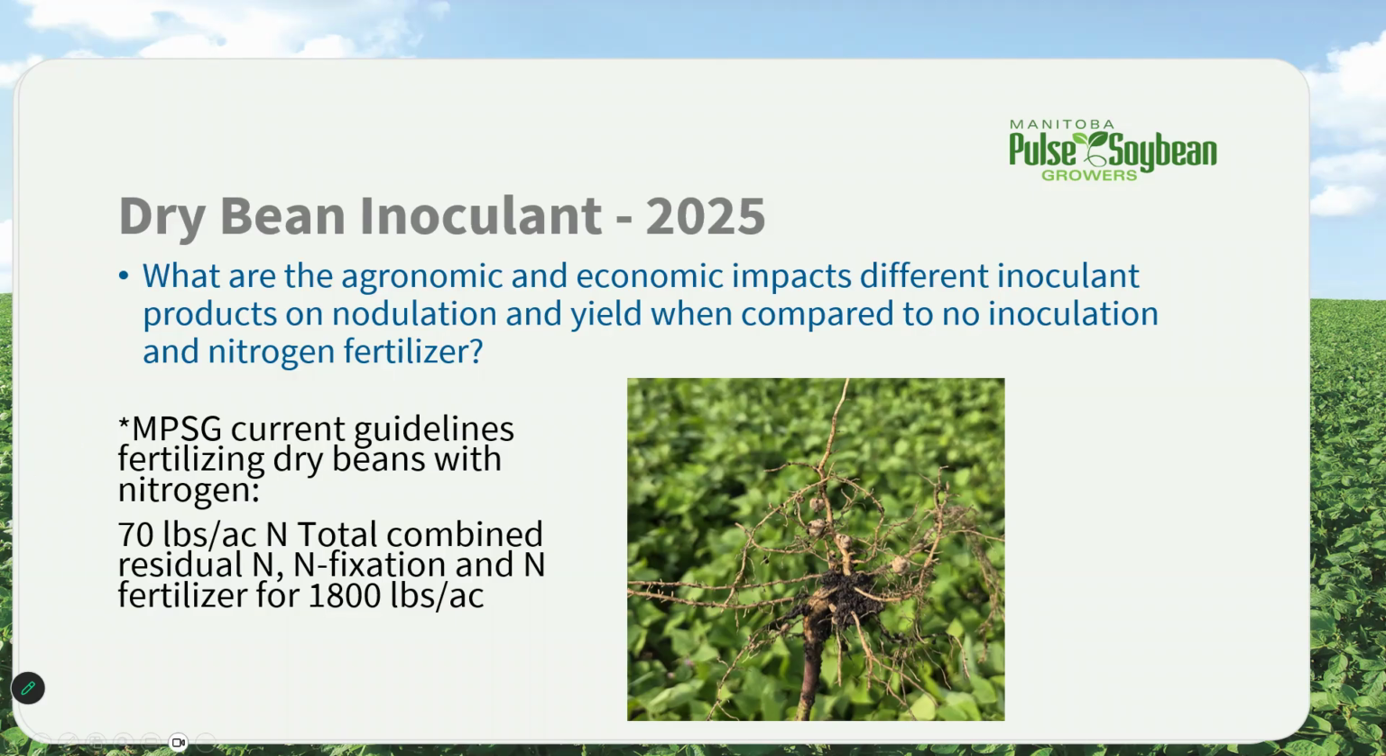There is ongoing research into finding better inoculant products in dry bean here in Manitoba with Kristen McMillan at the University of Manitoba and Dr. Ivan Aresnik. Just a side note, but an important one, is that Manitoba pulse and soybean growers guidelines are targeting 70 pounds nitrogen as a combination of soil residual nitrogen and nitrogen fertilizer target for an average crop of approximately 1,800 pounds per acre. So that's nitrogen coming from any source.